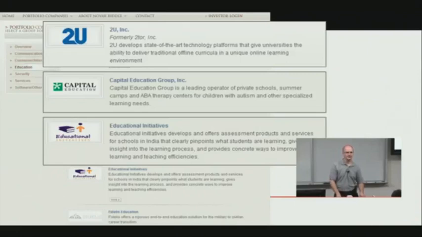What does that tell us about the industries that they're operating within or the demand that they're focusing on? Are they trying to do online for everybody? Are they trying to do assessment for everybody? Yeah, they're trying to do specialized learning. They're trying to do things that are specific.